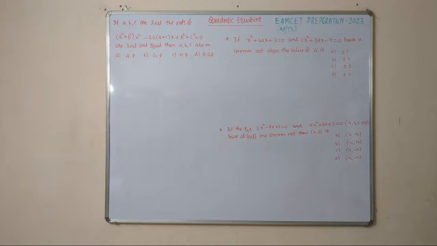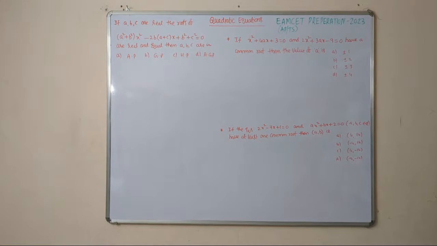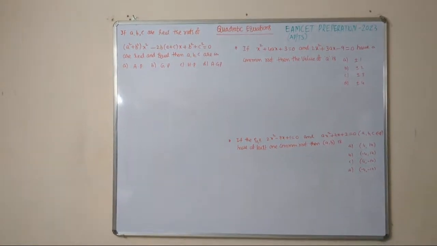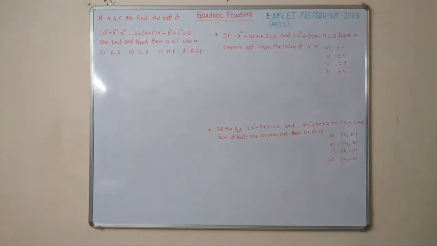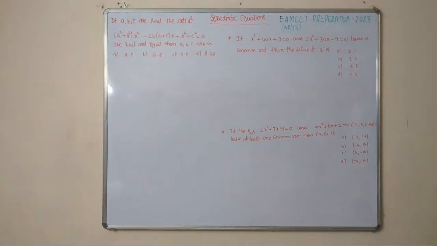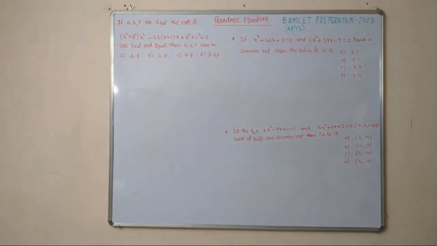Other than the regular method, I will tell. Generally, real and equal means we can take discriminant delta equal to 0, and do it that way. But now we will consider another approach.